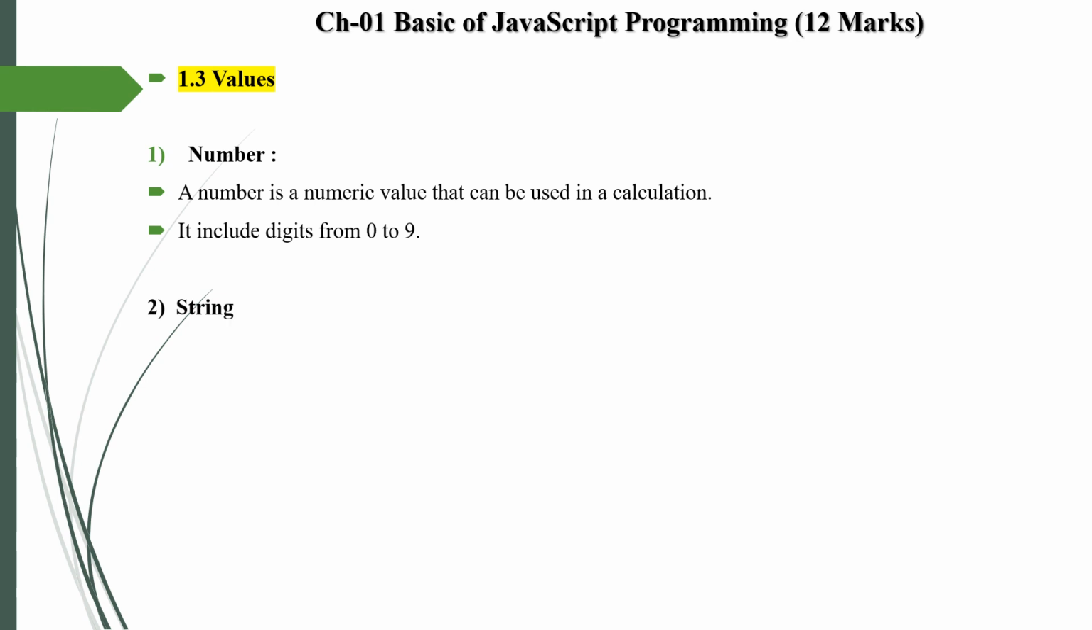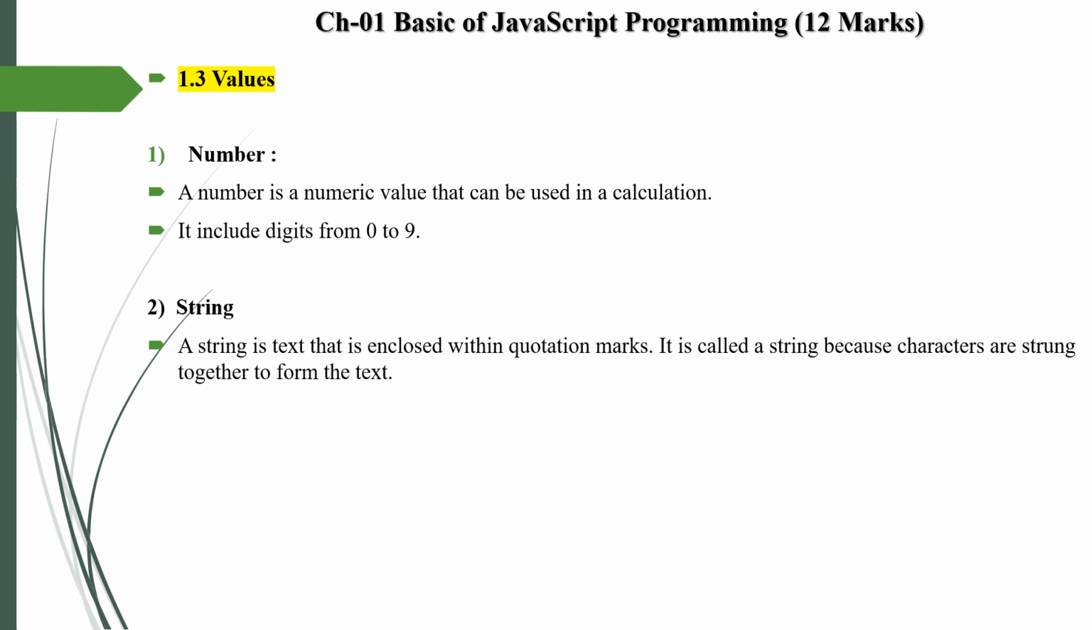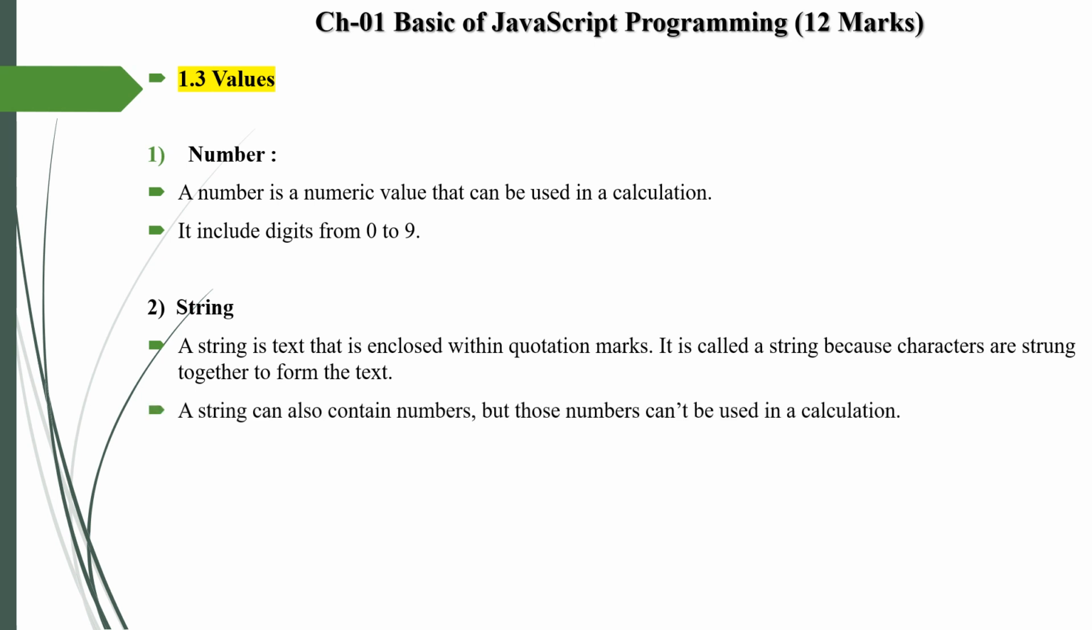Second type is string. A string is text that is enclosed within quotation marks. It is called a string because characters are brought together to form the text. So a simple definition of string is, it is a collection of characters which are enclosed within quotation marks. A string can also contain numbers, but those numbers cannot be used in calculation. So the numbers which are defined as a string are not used in calculation.